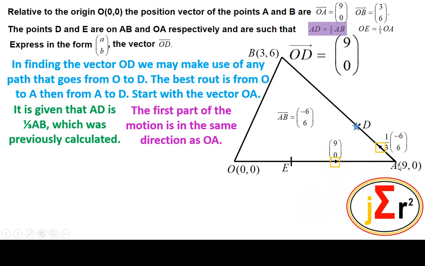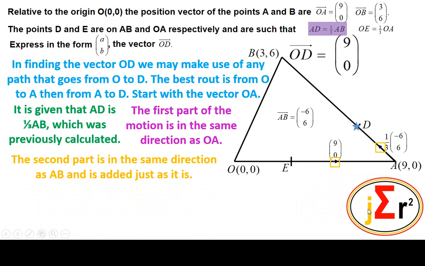The second part of the motion is from A to D. The second part is in the same direction as AB and is therefore added just as it is. Notice that from A to D is in the same direction as the vector AB. So when we take 1/3 of AB, then that should be added just as it is because it is in the same direction as the vector AB.